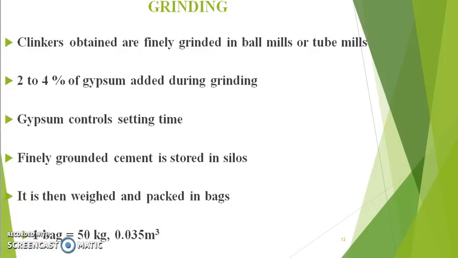Next step is grinding. The clinkers obtained are finely ground in ball mills or tube mills and mixed with 2 to 4% of gypsum, which controls the setting time. Then it is finely ground, weighed and packed in bags. One bag of cement usually contains 50 kg or 0.035 meter cube of cement.